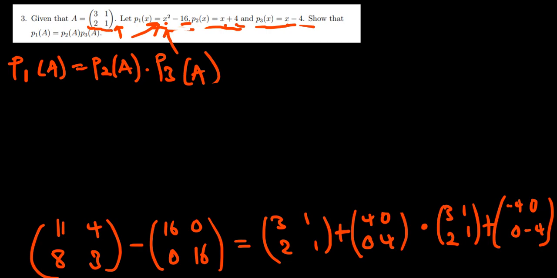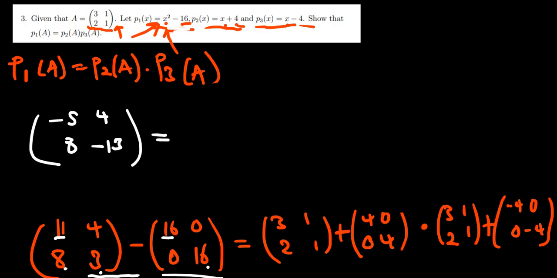So what is this matrix minus this? You subtract entry wise. 11 minus 16 gives minus 5. 4 minus 0 gives 4. 8 minus 0 gives 8. 3 minus 16 gives minus 13.